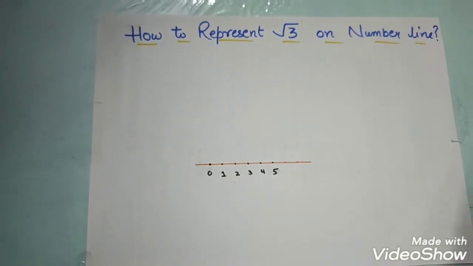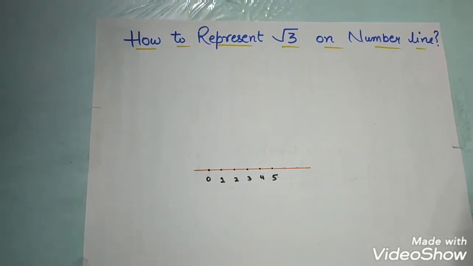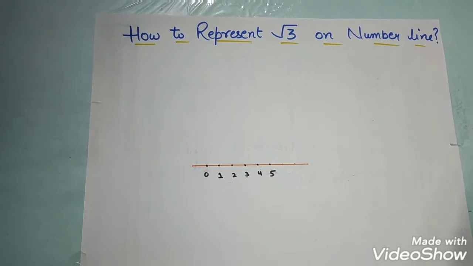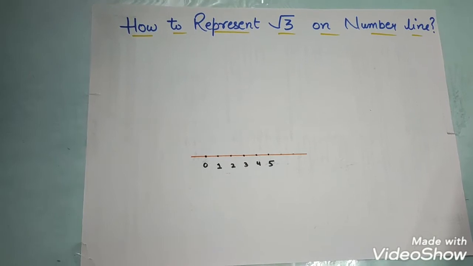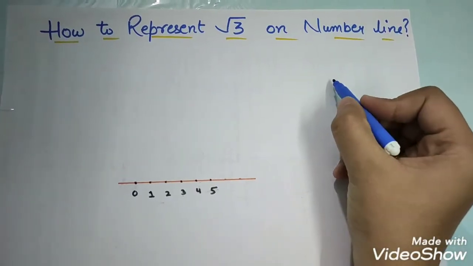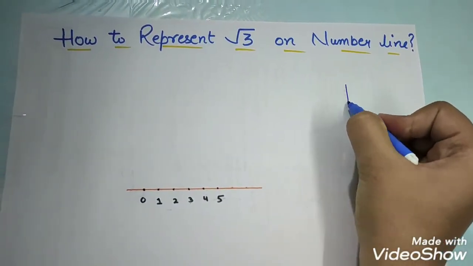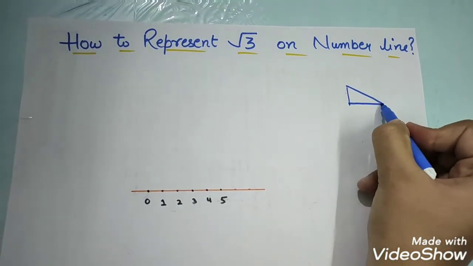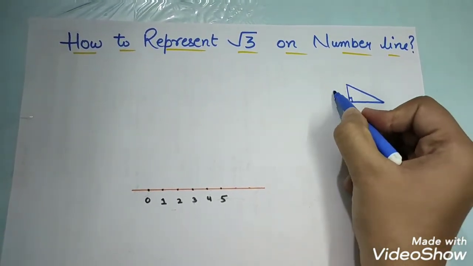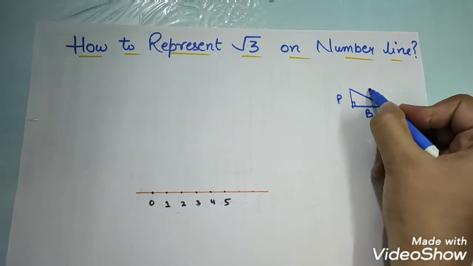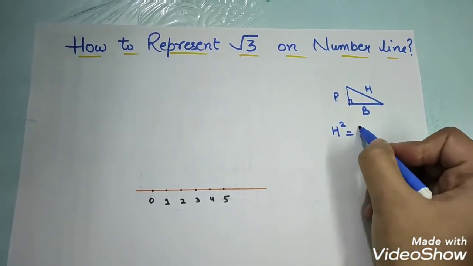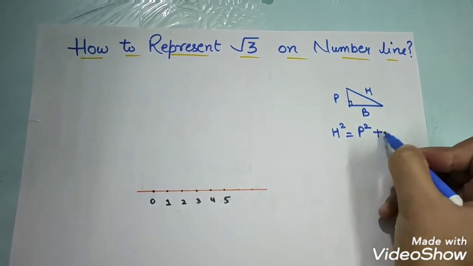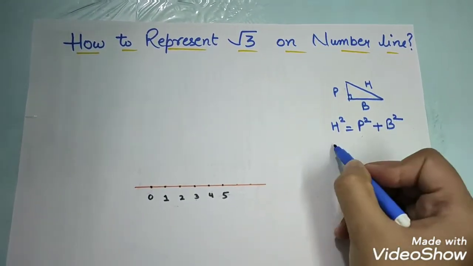Hello student, today we are going to study how to represent square root of 3 on number line. So let's begin. For this you should know the Pythagoras. This is 90, this is called perpendicular, base and hypotenuse. And you know the square of hypotenuse is equal to square of perpendicular plus square of base.